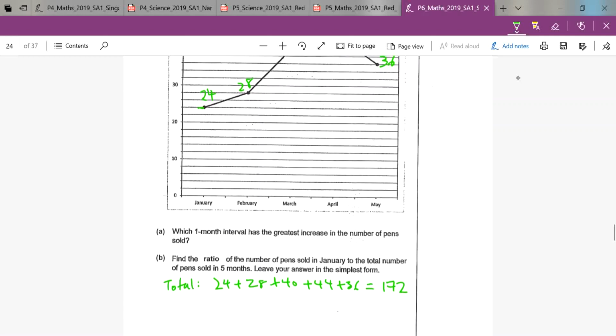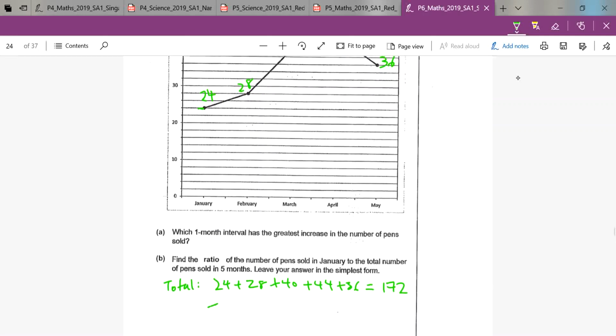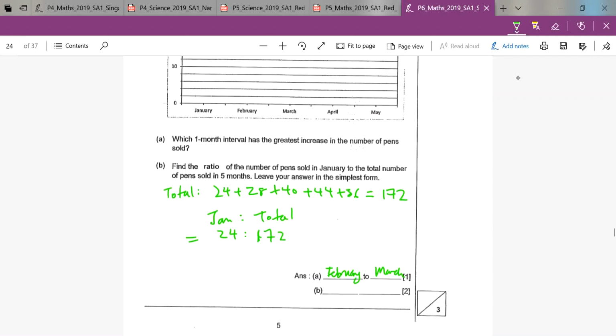So the ratio of Jan to total would be 24 is to 172. I think most likely you will be able to divide by 4. So you divide by 4, 24 becomes 6, and 172 divided by 4 will give me 43. The answer is 6 is to 43.